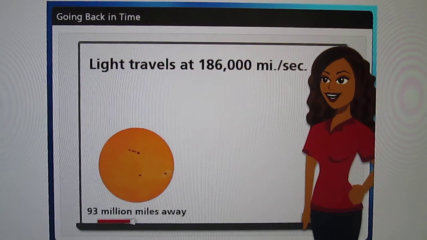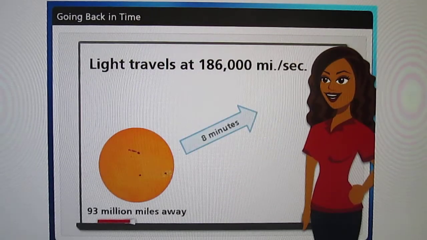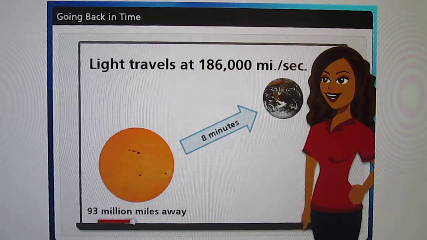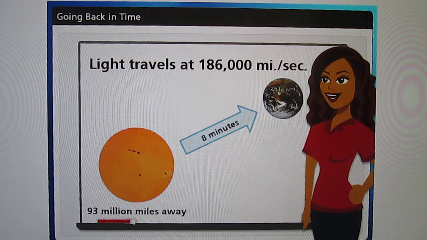If you simply divide that distance by the speed of light, the arithmetic shows it takes 8 minutes for the light of our Sun to reach us here on Earth. Therefore, the light we are seeing right now left the Sun 8 minutes ago, and we are actually looking back in time at how the Sun was 8 minutes ago. Pretty neat. Now let's hear what Professor Quasar has to say about this.